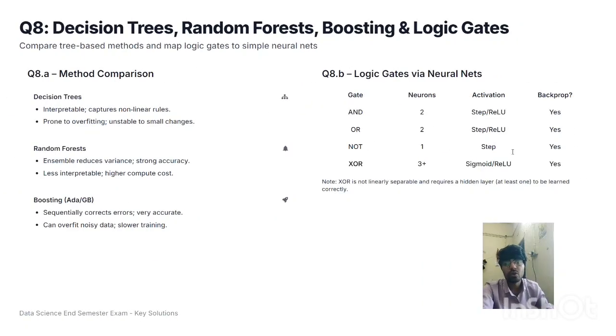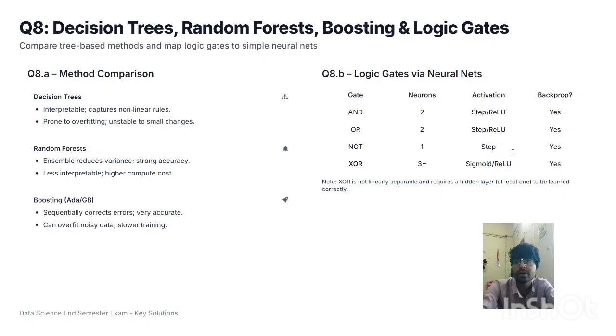Now let's go to question number 8. Question number 8 compares ensemble methods and covers neural network logic gates. Let's compare the three important methods. Decision trees are highly interpretable. You can see the decision rules. They handle non-linear relationships well. Weaknesses: they tend to overfit, and they are unstable. Small data changes can produce very different trees.